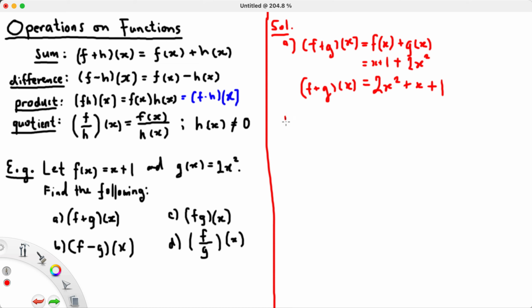Now, for letter B, let's continue. We have f minus g of x, wherein we need to deduct g from f. So what we have is f minus g of x.